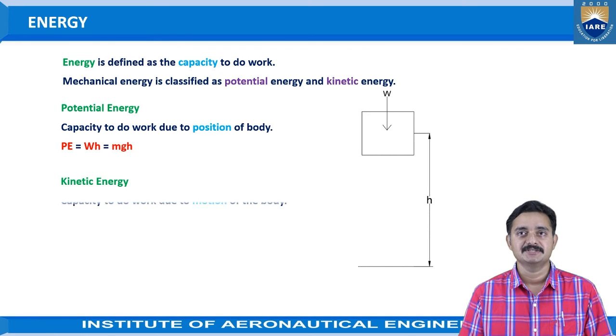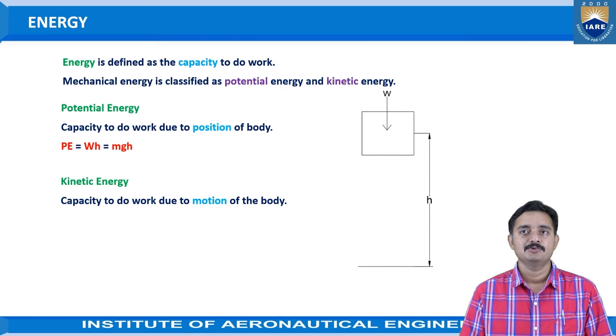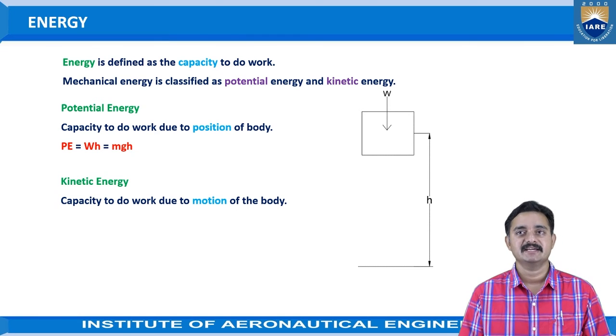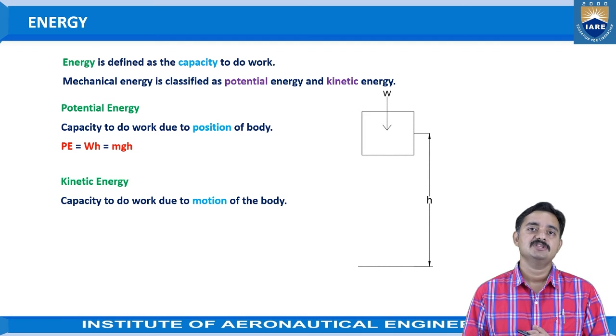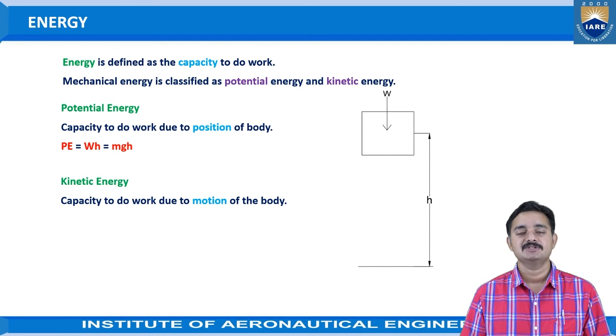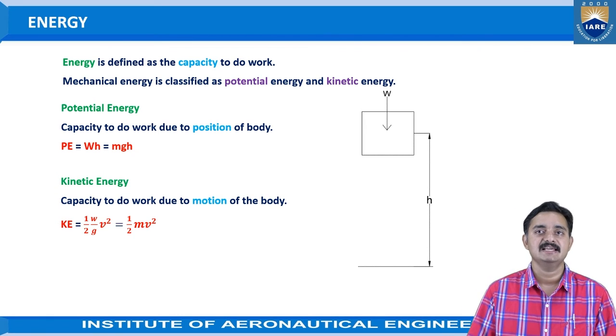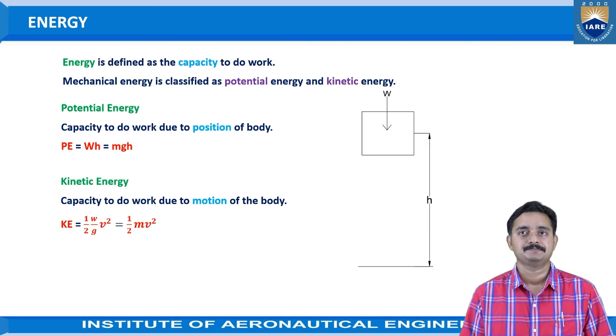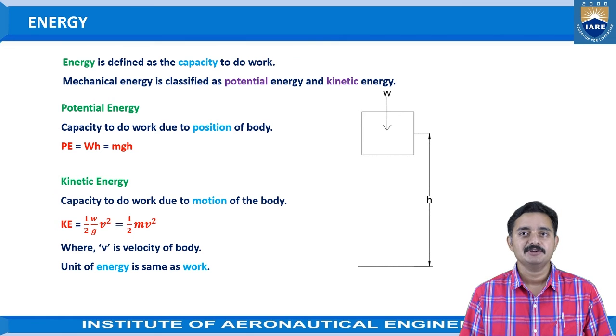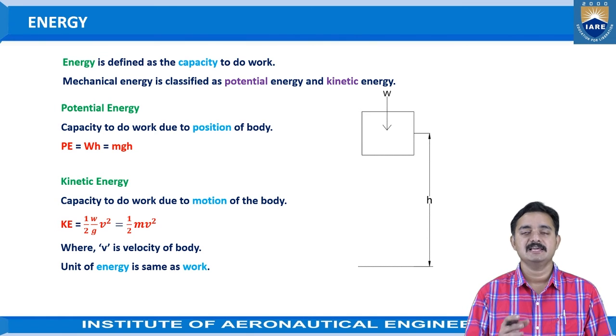Now coming to the kinetic energy. The capacity to do work due to motion of the body is termed as the kinetic energy. So potential energy is due to the position of the body, and kinetic energy is due to the motion of the body. The kinetic energy is given as half W by g v square, which can be treated as half m v square, where v is the velocity of the body. The unit of energy is the same as work, so joules is the unit for energy also.